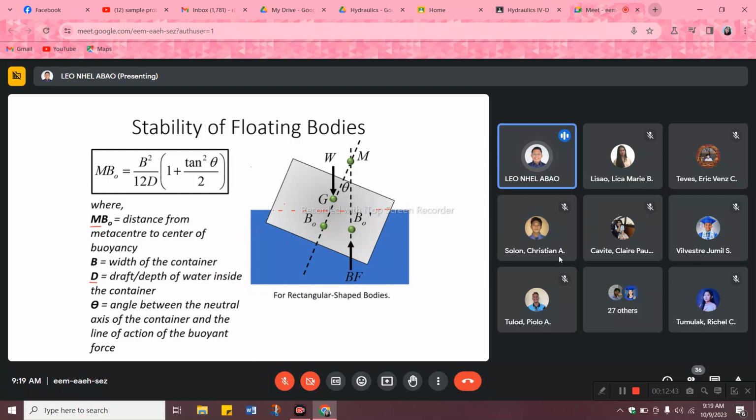Oh, that's the draft, right? The height of the water that is submerged. Well, theta is the angle between the neutral axis of the container and the line of action of the buoyant force. Okay, we derived this earlier, I mean we already visualized it, no? If it is tilted, it makes an angle theta initially with the surface. Here, angle theta, and this is also angle theta.